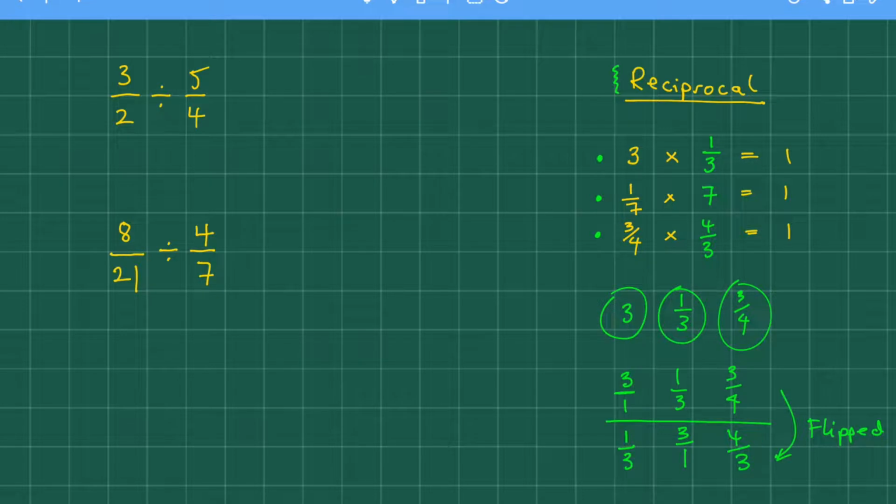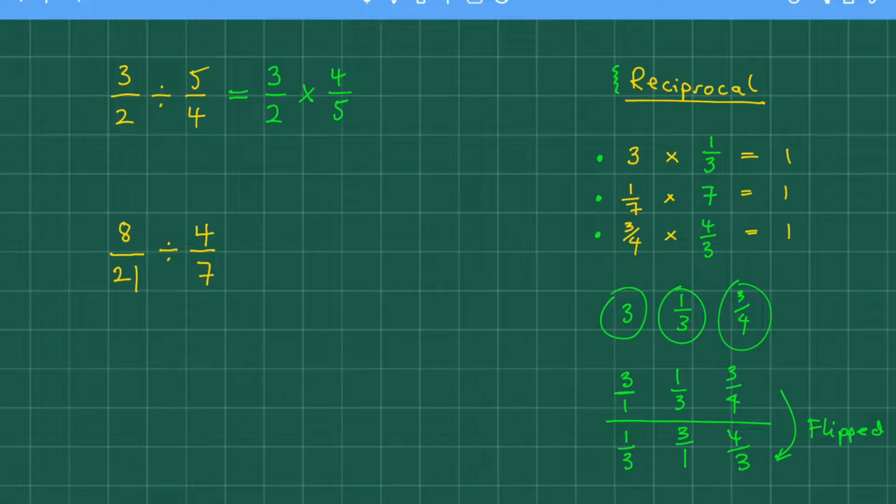How could that be really useful? Well, aside from knowing the reciprocal, it's really useful in the division because of this fascinating relationship here. For this first question, 3/2 divided by 5/4 is exactly the same question as 3/2, and we'll change it here. It's exactly the same as 3/2 multiplied by the reciprocal of the fraction.